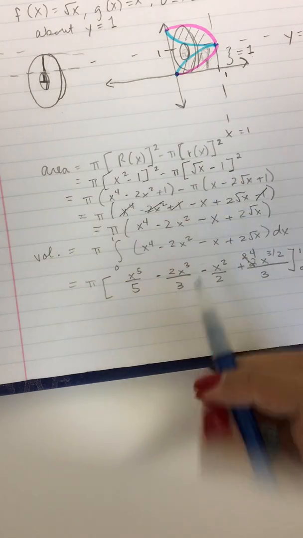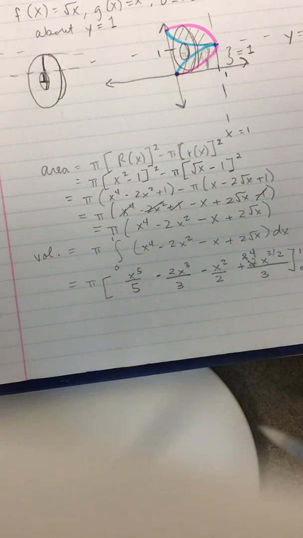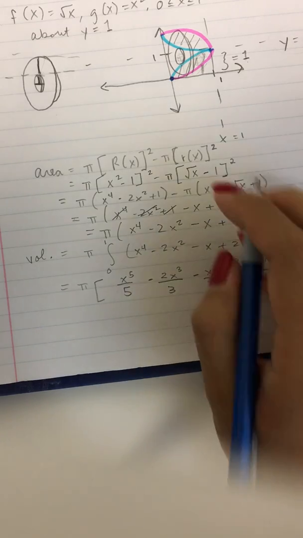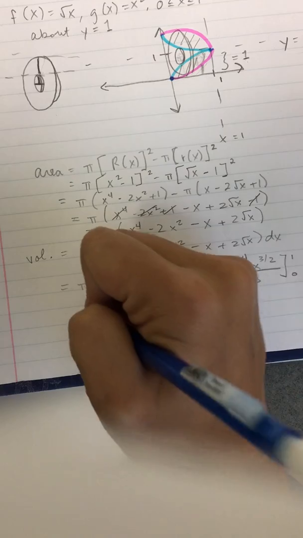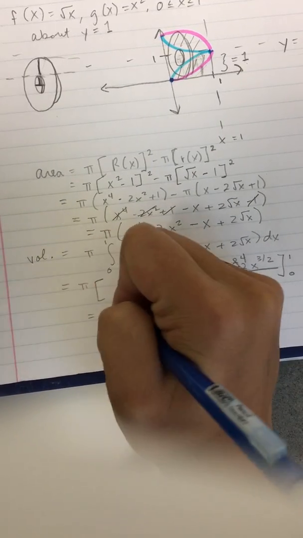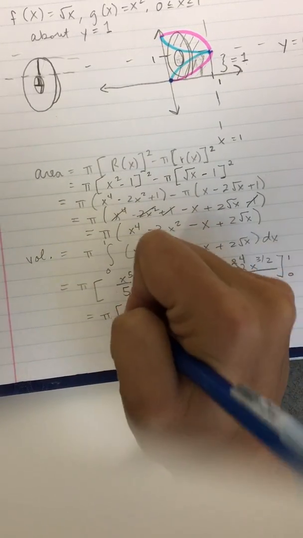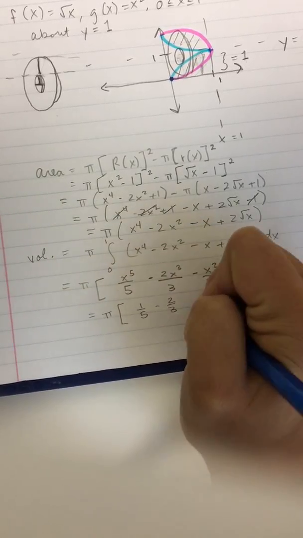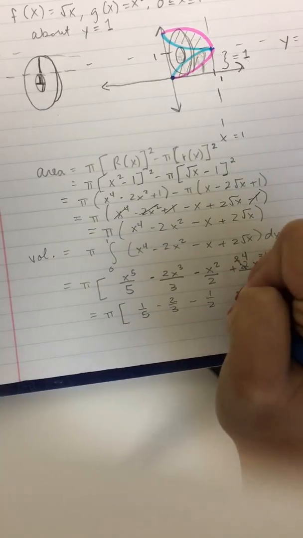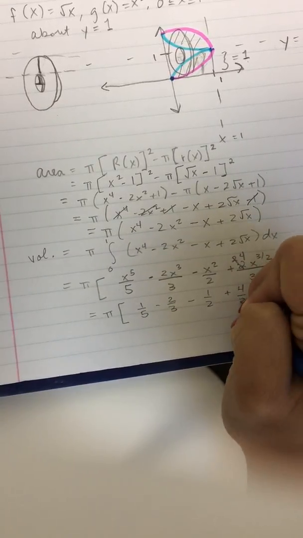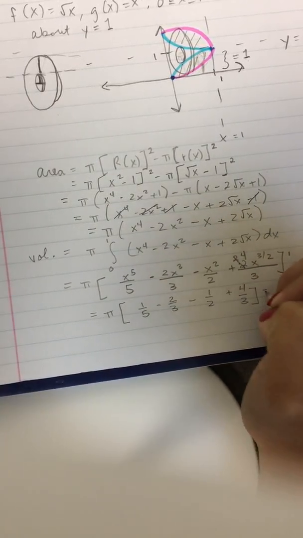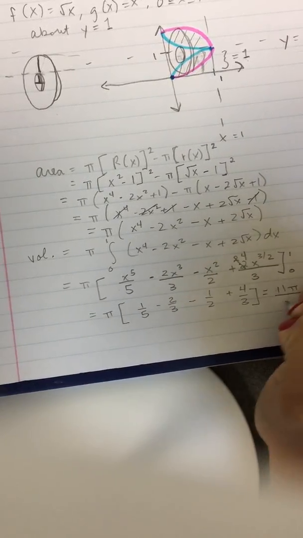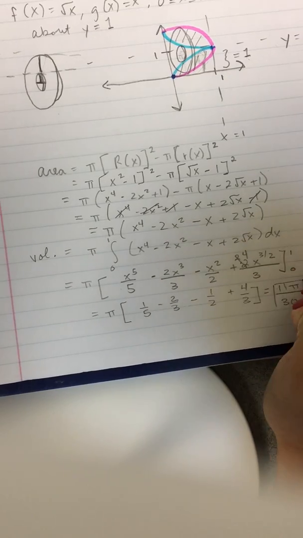And when we plug 0 in, it's going to equal 0 since all of them have x in them. And then we just need to plug in for 1, which would give us pi times 1/5 minus 2/3 minus 1/2 plus 4/3, which would equal 11 pi over 30.